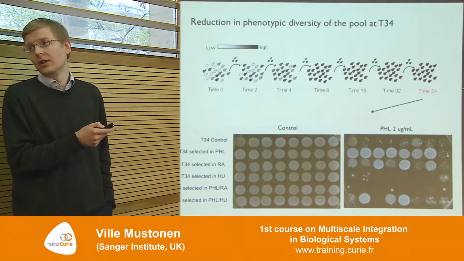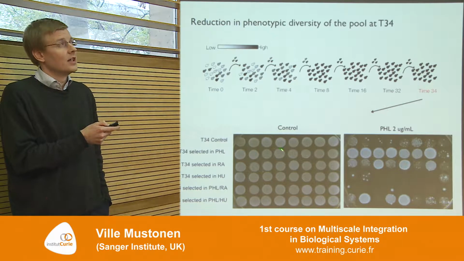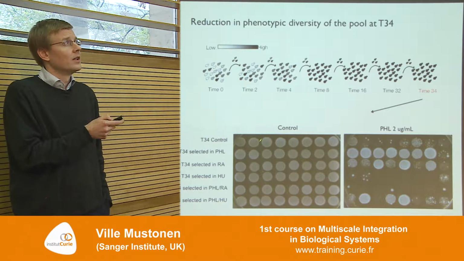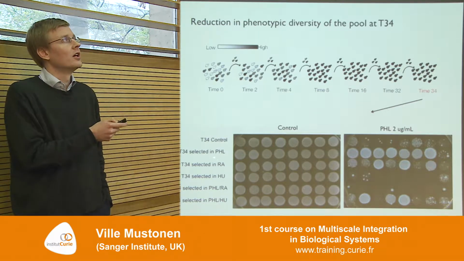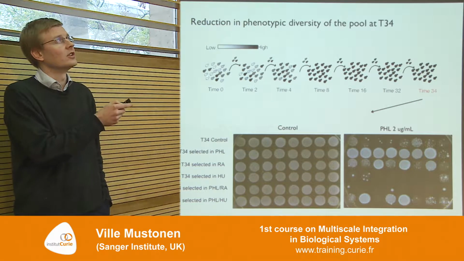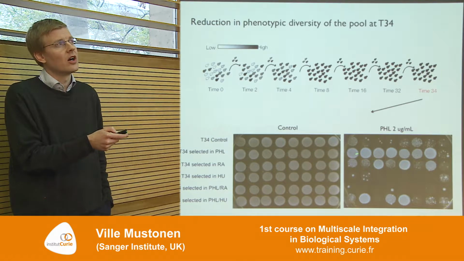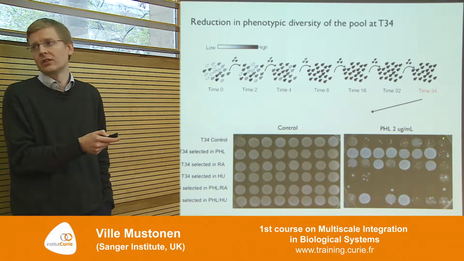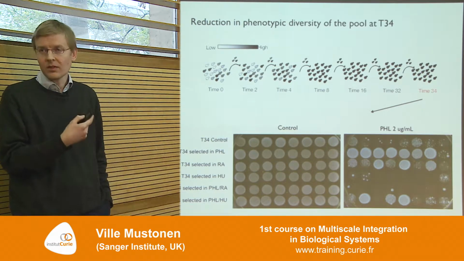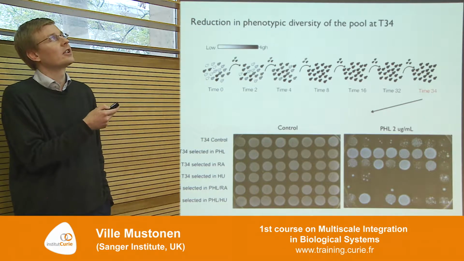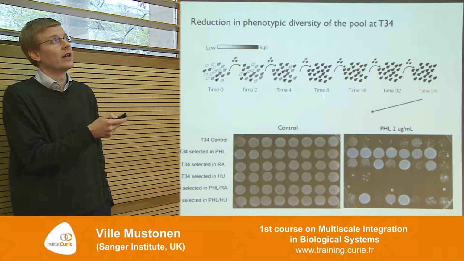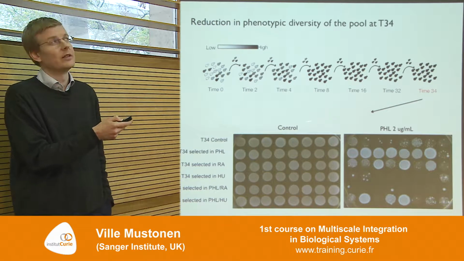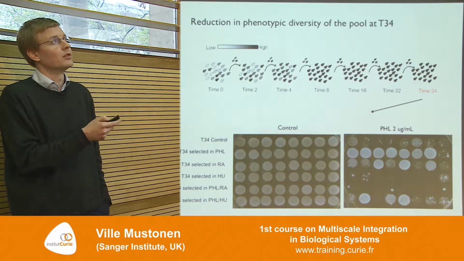And then if you look at the final time point, what you see is that if you put them in the control condition, all the pools are growing okay after the propagation. But the one that was selected in phleomycin, so the whole duration was under phleomycin, is now enriched with individuals that can grow nicely in the phleomycin condition. So clearly selection has done something during the experiment. So these are the time points that we have sequenced, in fact. So 0, 2, 4, 8, 16, and 32 days for this experiment. So we have 6 time points.